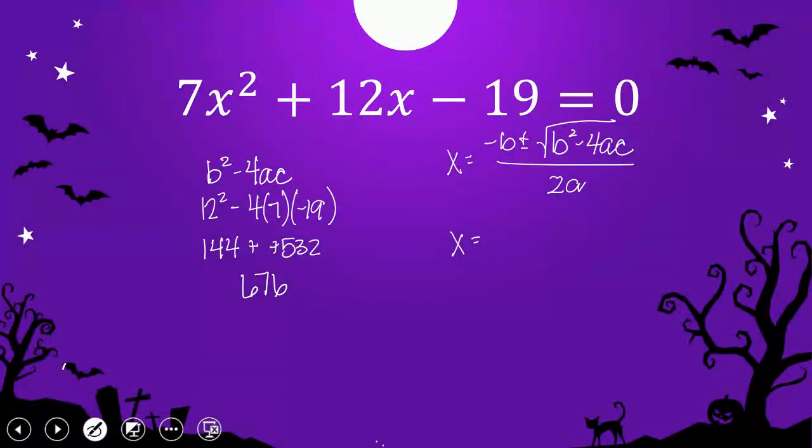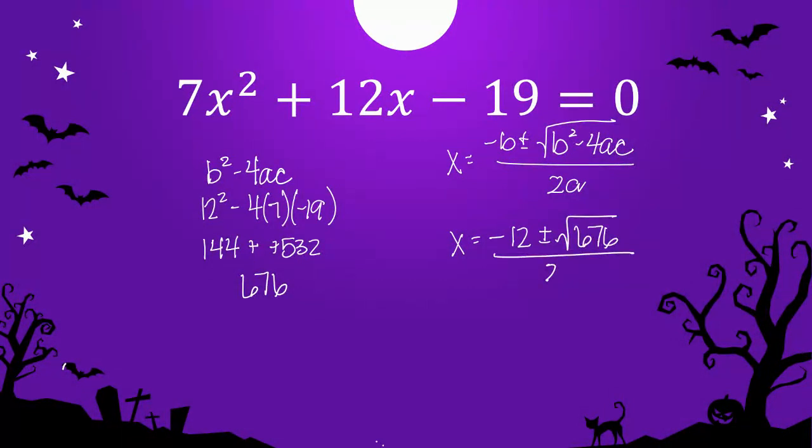So I'm going to take negative b, so negative 12, plus or minus the square root of 676 over 2 times 7 is 14. I'm just going to multiply that right away instead of writing it out. Now, I just checked on my calculator, and I know that the square root of 676 is 26. So I'm going to do that, and then I'm going to simplify. When you end up with a number that actually square roots, and we have something like this, negative 12 plus or minus 26 over 14, we can evaluate that.